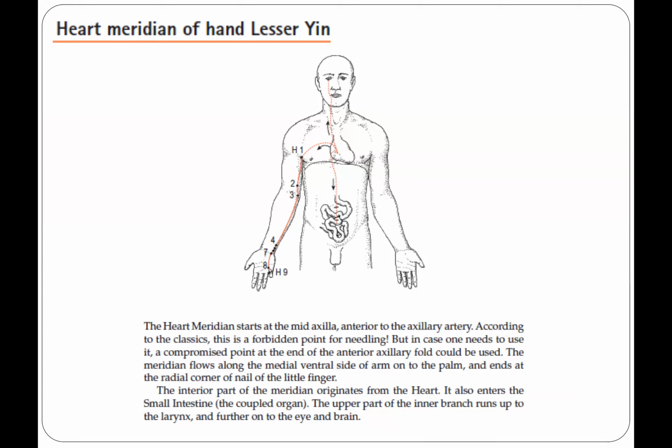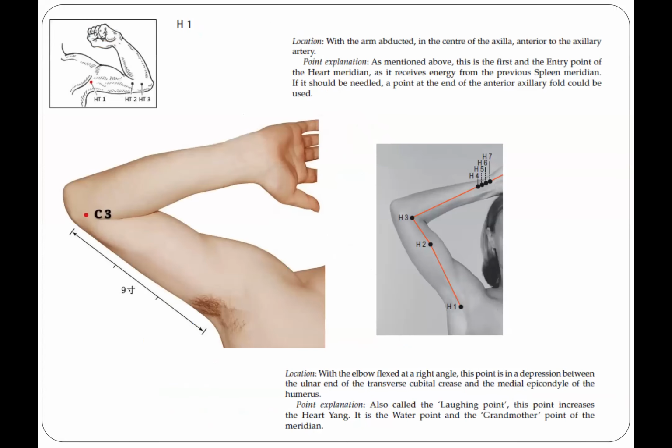The interior part of the meridian originates from the heart, as you can see on the figure. It also enters the small intestine, the coupled organ. The upper part of the inner branch runs up to the larynx and further on to the eye and brain. Heart 1 is located, with the arm abducted, in the center of the axilla, anterior to the axillary artery.